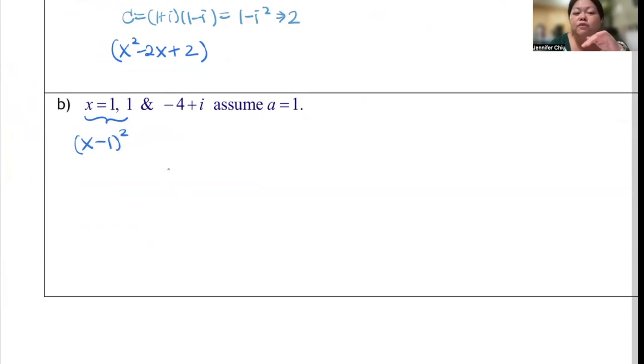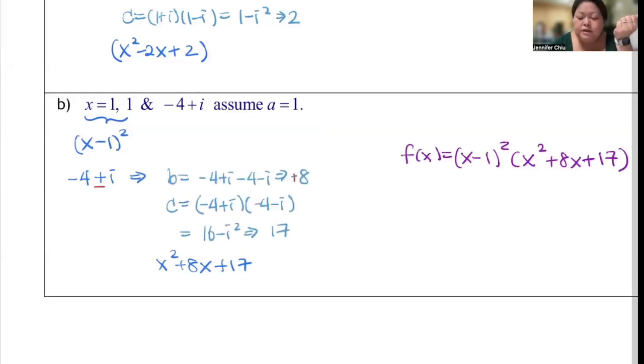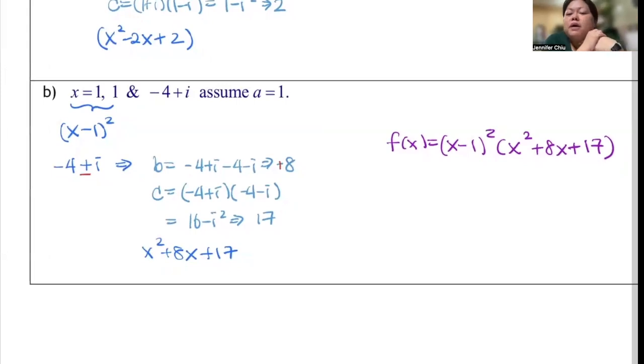Reminding yourself you have negative 4 plus i, so negative 4 minus i must be your other conjugate pair. So here you have your other pair using the formula again. So you have b, when you add these two terms up, you'll get negative 8, but don't forget it's the opposite of that, so it's going to be positive 8. C is a product of these two, so you will get the total of 17. So your factor for this one is going to be x squared plus 8x plus 17. And of course, finally putting that together, this is your factor form of the function.